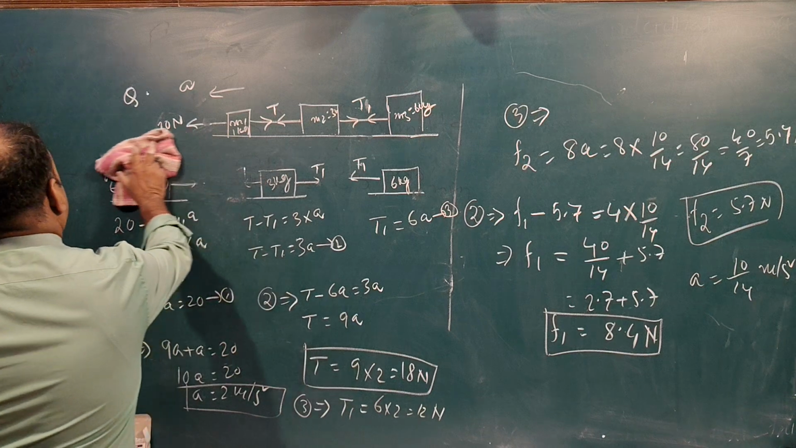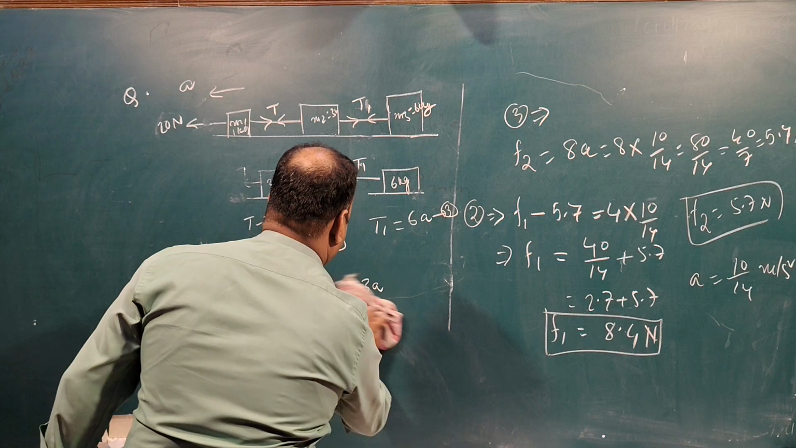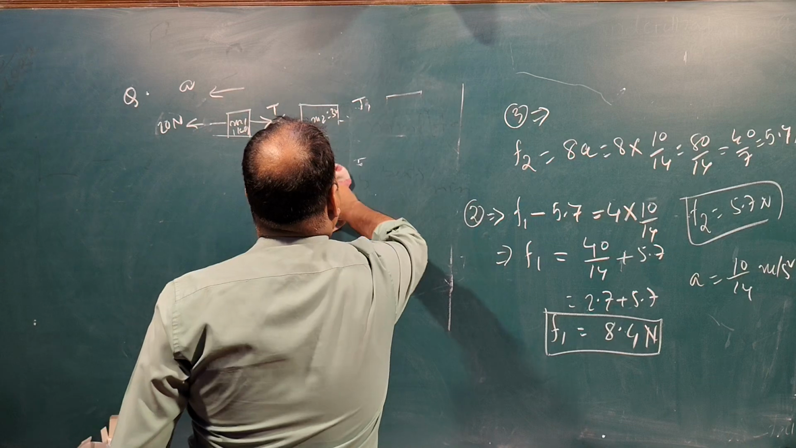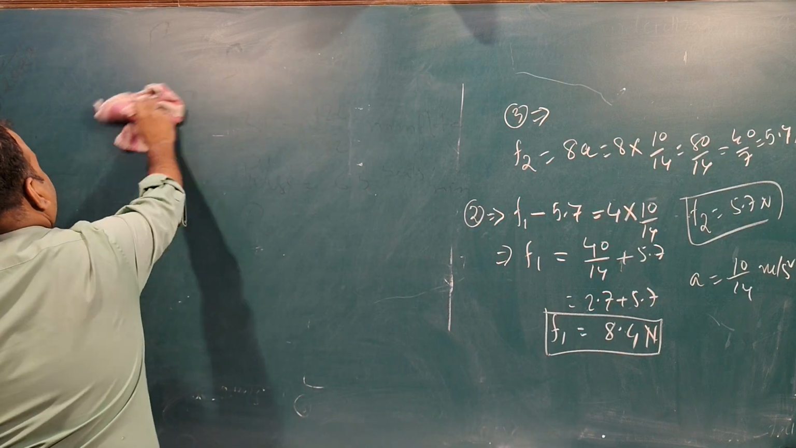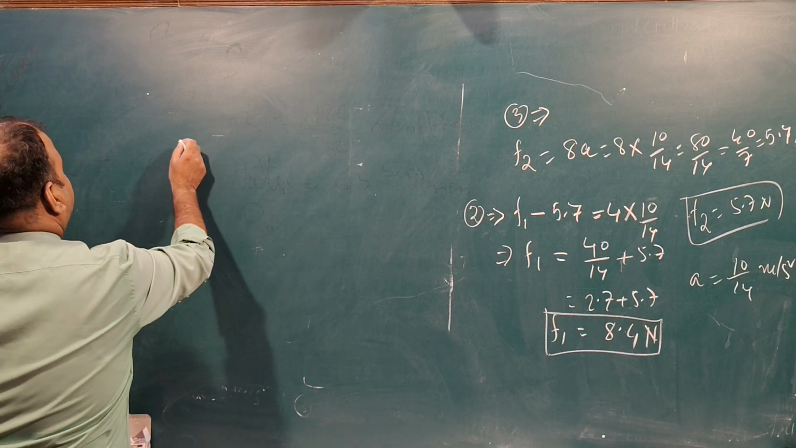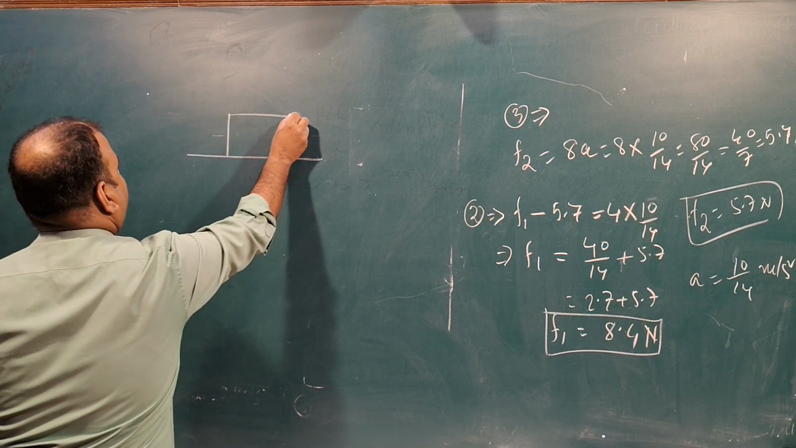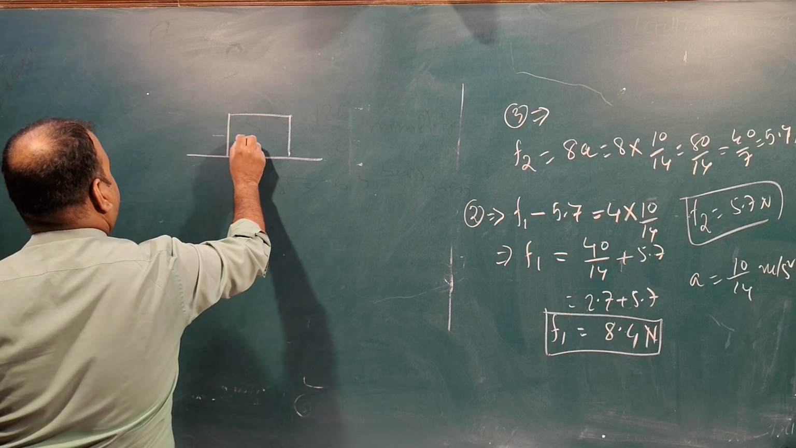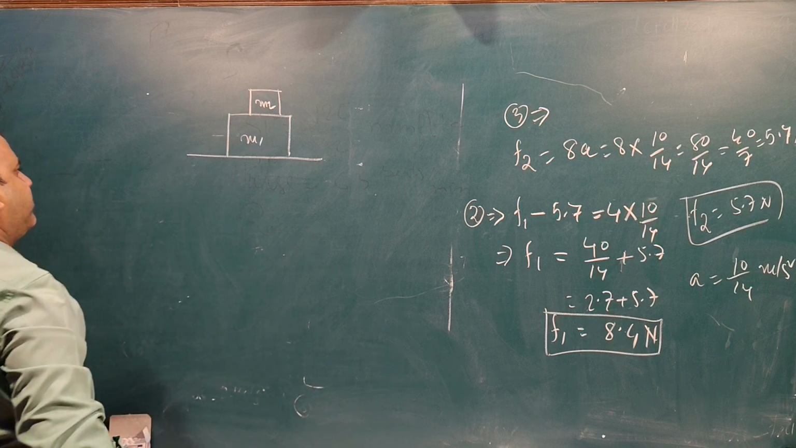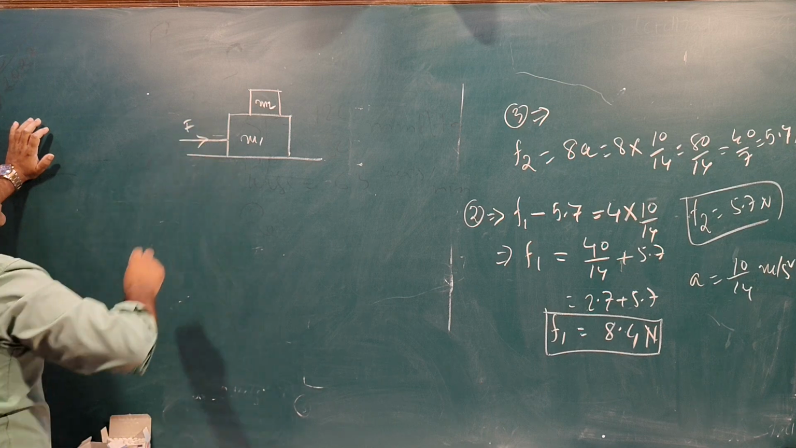Next, you can see, suppose you are given one more diagram. Suppose the diagram is given like this. So, numericals will come in this way. Suppose 2 objects are here. This is M1, and another object is here, M2. So here a force is acting, F. This is the applied force.